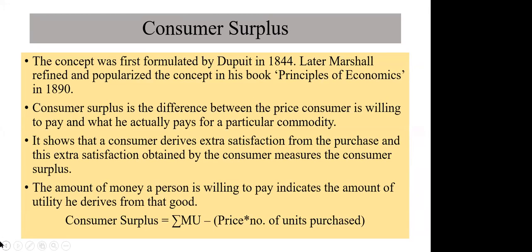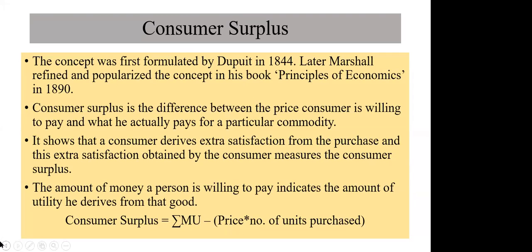So this difference: even if the shopkeeper says 160, I will buy, and he actually said 80, which is what I have to pay. So this difference between 160 and 80 is called consumer surplus. This difference shows how much extra satisfaction I am getting from that particular purchase, and the extra satisfaction obtained from that purchase is also a measurement of the consumer surplus. Now the amount that I was willing to pay shows the total amount of utility I was thinking I will derive from purchasing of that particular good.